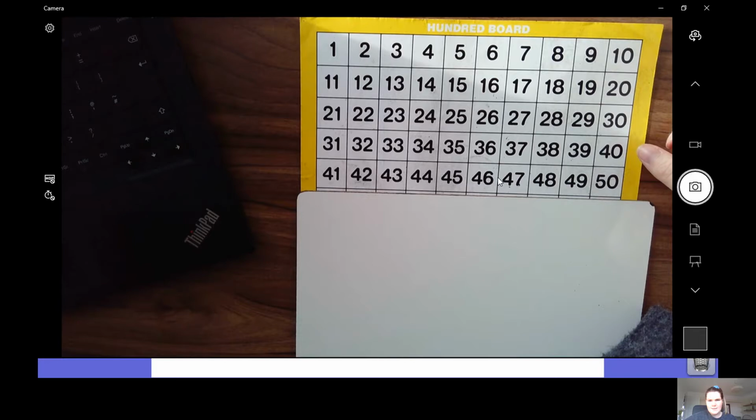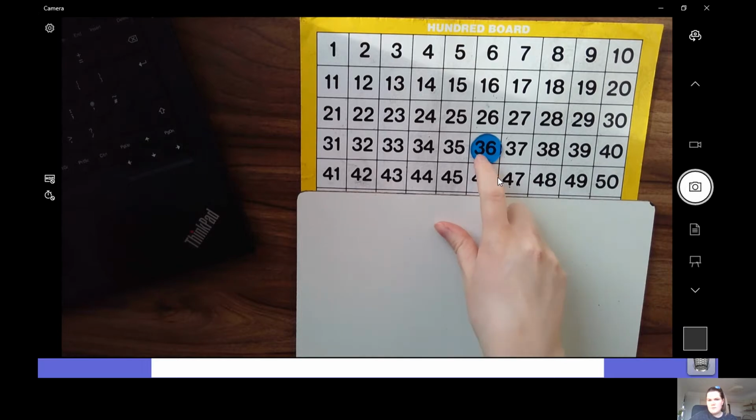So many different patterns. So if I was to put one of these on here and try and read what this number is, I can use the patterns to help me. It starts with a 3. And it ends in a 6. So it's something 6.